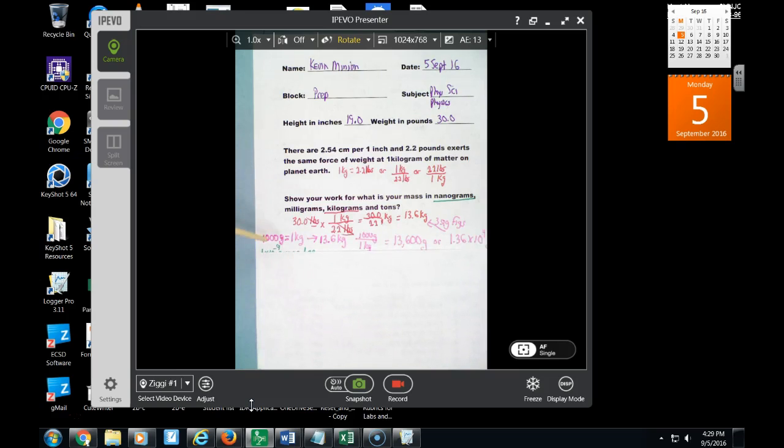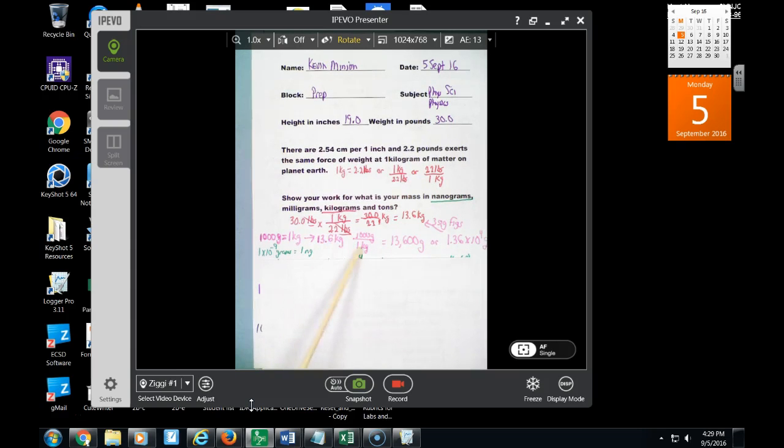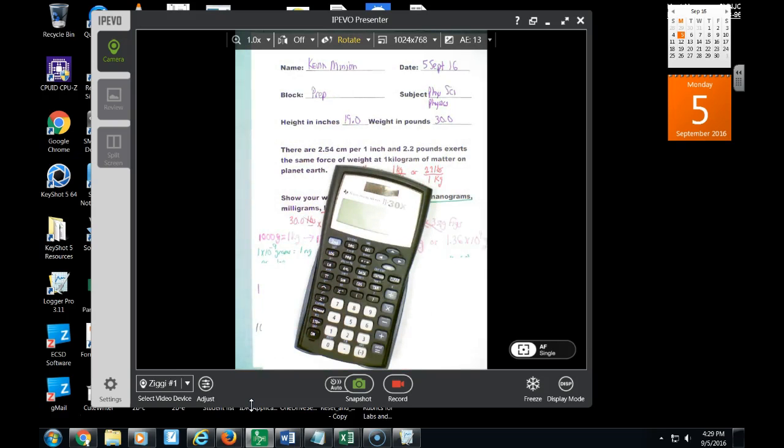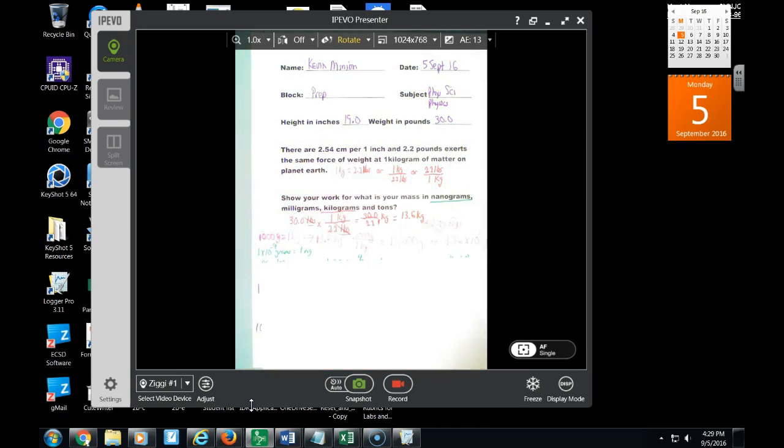Now let's convert this into grams, because everything else is in grams, and tons is even times of kilograms, but we have the next ones in grams. 1,000 grams equals 1 kilogram. I take my 13.6 kilograms, multiply it by my 1,000 grams per kilogram. Notice the kilograms are opposite each other again because I want to make them go bye-bye. That gives me 13,600 grams, or 1.36 times 10 to the 4th grams. For those of you who have to use the calculator sometimes, we have one.